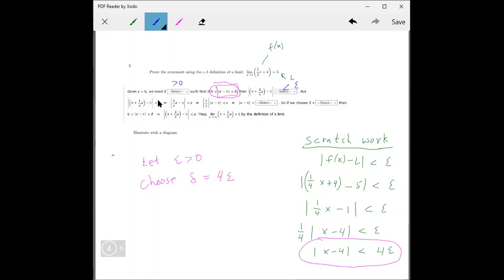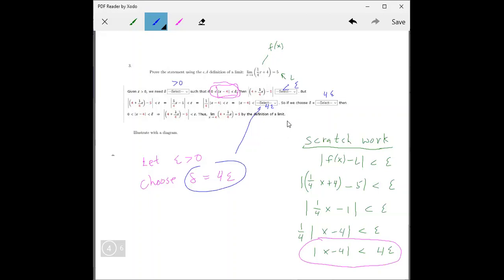Okay, then they're saying this right here. So they're basically going through these steps that I just did here. This happens if and only if this happens. That's just simple, making 4 minus 5. And then if and only if this, and that's just factoring a 1/4 out. And if and only if this, and then right here, what you're going to put in here is 4 epsilon, which is this choice right here. Okay, and then if we choose delta equal to 4 epsilon, we put that 4 epsilon again, and we're all done.